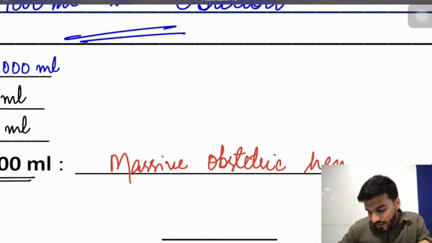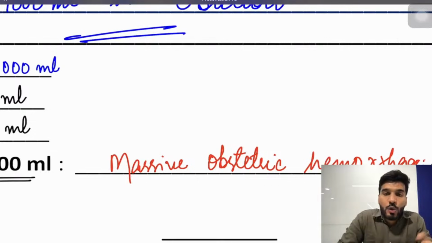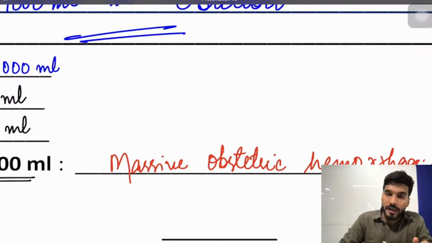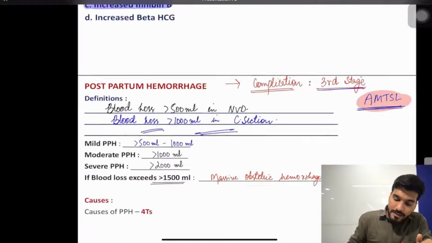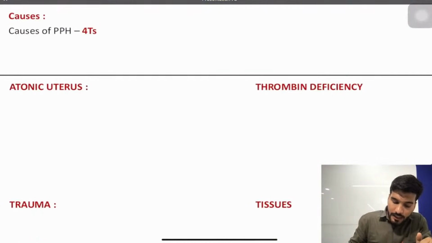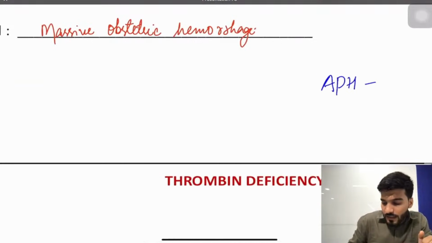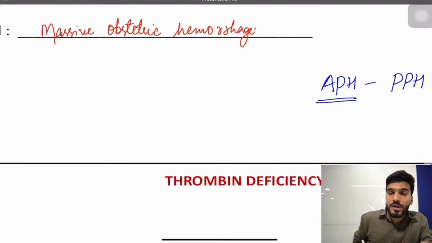Now what exactly is the term massive obstetric hemorrhage, my dear students? Any bleeding related to the pregnancy, I will call obstetric hemorrhage. This bleeding related to the pregnancy can be either before the delivery of the baby or after the delivery of the baby. So it can be either antepartum hemorrhage or postpartum hemorrhage. So what was antepartum hemorrhage? Antepartum hemorrhage is before the delivery.